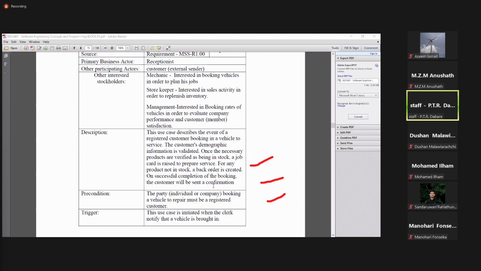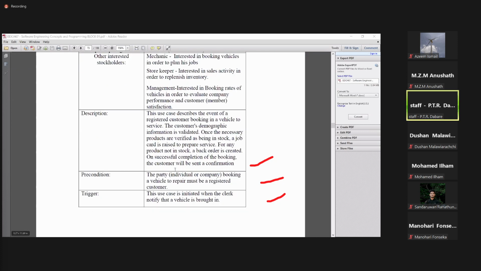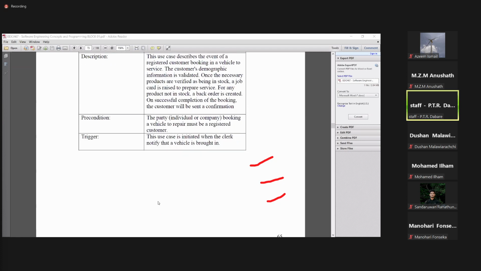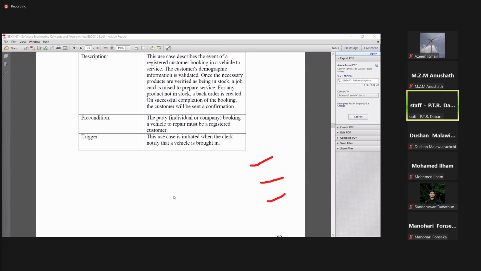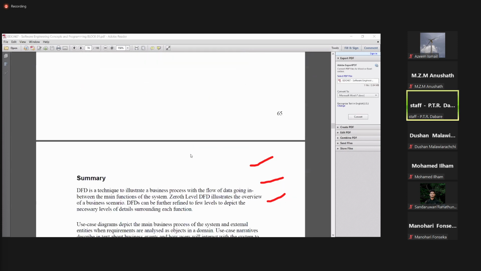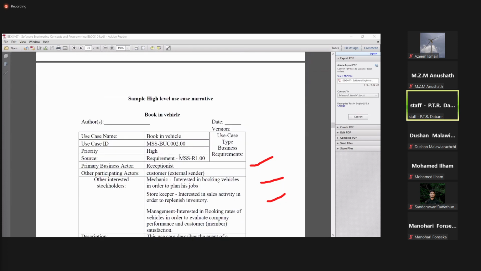Okay. Then a precondition. Is there a precondition? If there is a precondition, you have to mention that. If there is a trigger, that means this function should come up only if there is the triggering case. This use case is initiated when the clerk notifies that a vehicle is brought in. So when a vehicle is brought in, that is the triggering point, right? So you have to write something like this.